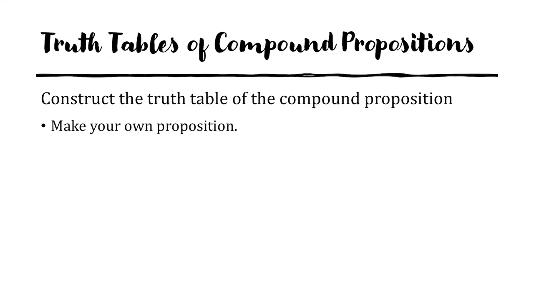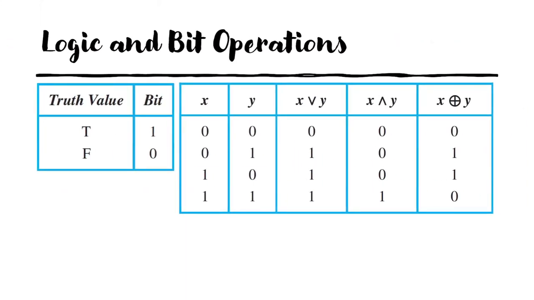Now, as an exercise, you can make your own proposition and follow the chart to make the truth table of it. Just like the previous examples, you can mix different operations with P and Q, and then construct your own truth table for your compound proposition. Okay, then we will move on.